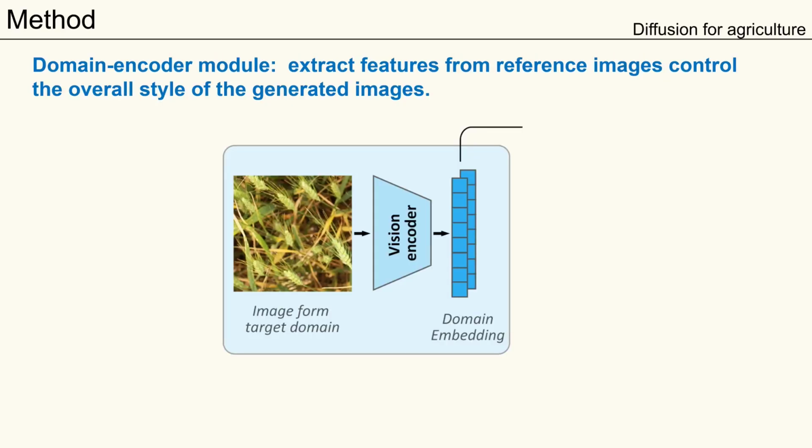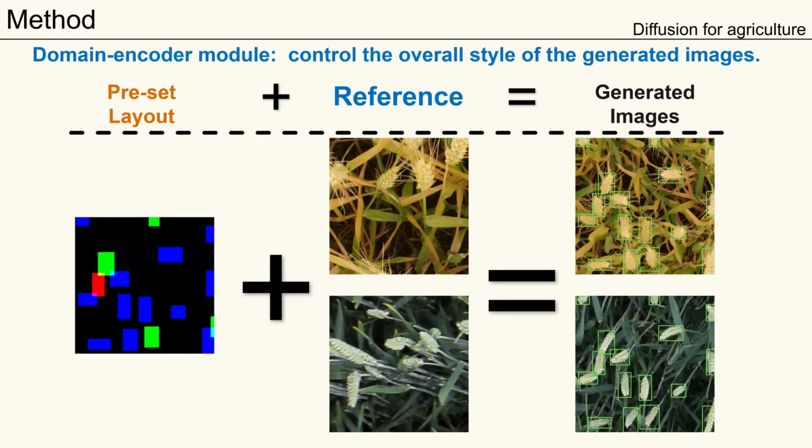Second is the domain encoder module, which extracts features from a reference image and controls the overall style of the generated image. Like the example here, the generated images are visually very similar to the reference image. This module ensures that the synthetic data match the target field conditions.